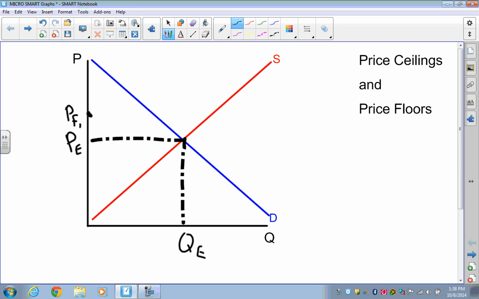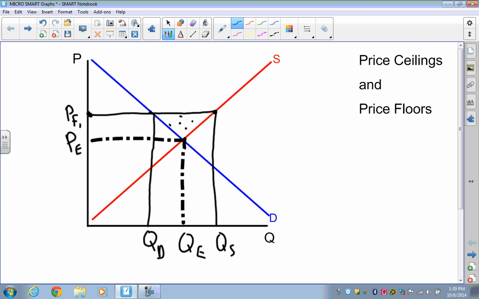Tell me what happens to the quantity demanded at that price. It will what? Decrease. What will happen to the quantity supplied? Increase. And you will end up with a what? Surplus. So our quantity demanded is here. This is how much people will buy. Our quantity supplied, this is how much will be offered for sale. And this area right here, that is our surplus.